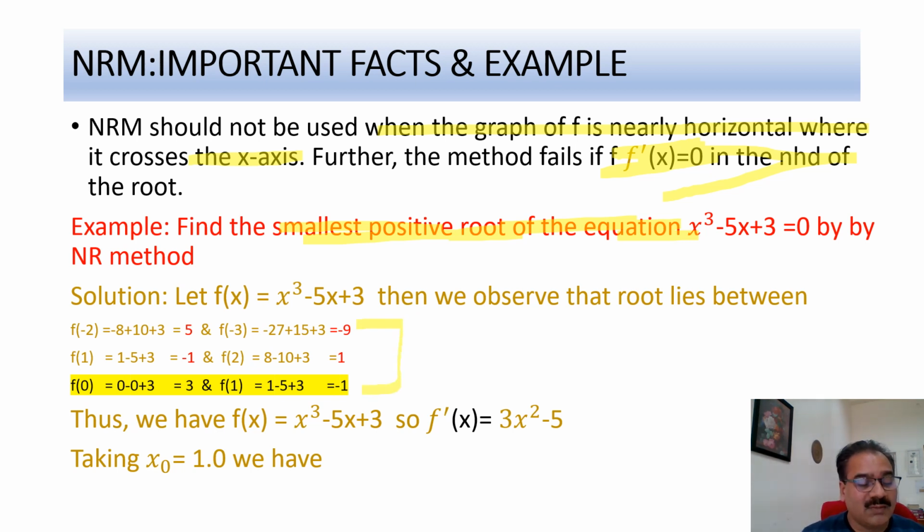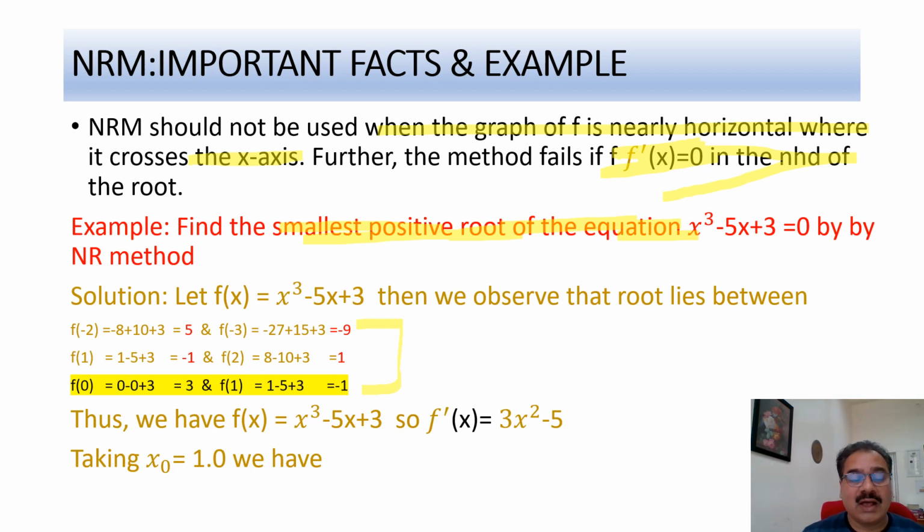One, if you check f of minus 2, that is 5, and f of minus 3 is minus 9. So this is positive, this is negative. It means one root lies between this interval. Another, again, you will find f(1) is minus 1 and f(2) is plus 1. It means again one root is lying between 1 and 2. And last, f(0) is plus 3 and f(1) is minus 1. It means again one root is also lying between 0 and 1.